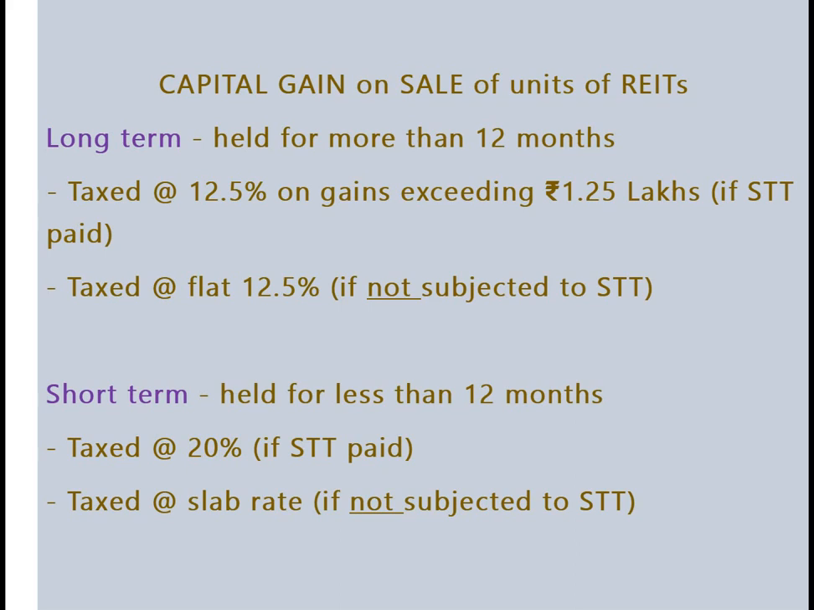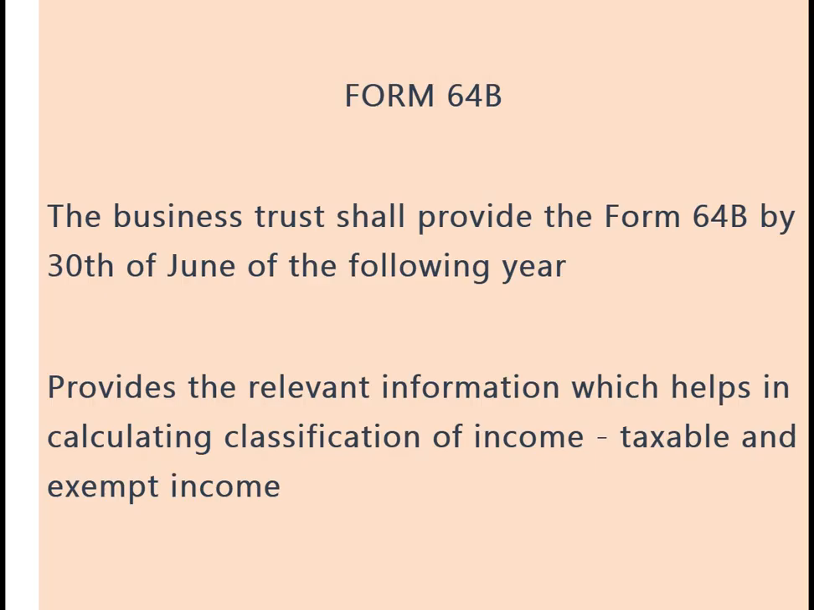Every year, the business trust has to file a statement to the department and provide a copy to the unit holder in Form 64B. It gives the details of the nature of income paid during the year. It helps in classifying the income into taxable and exempt.